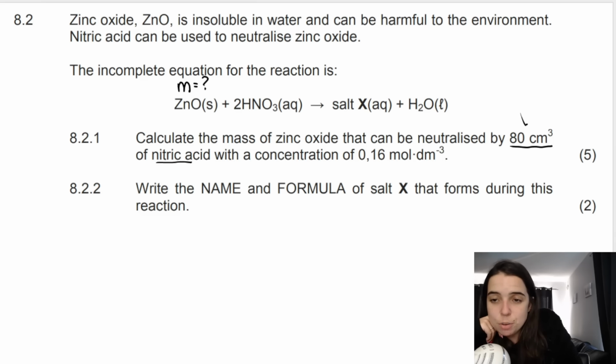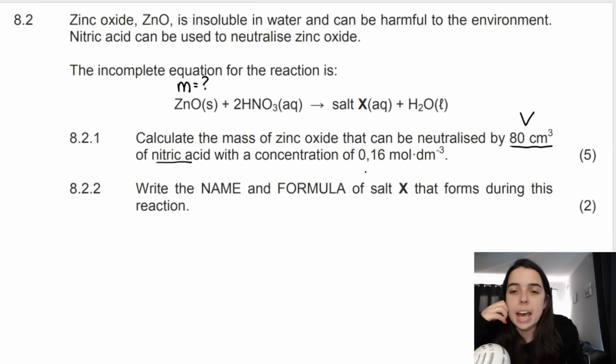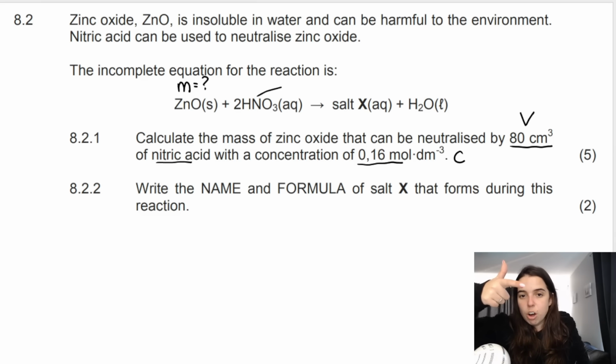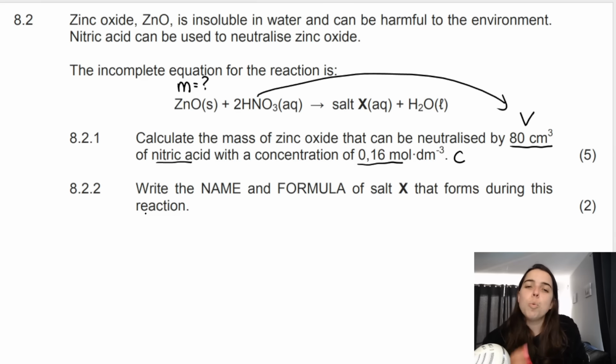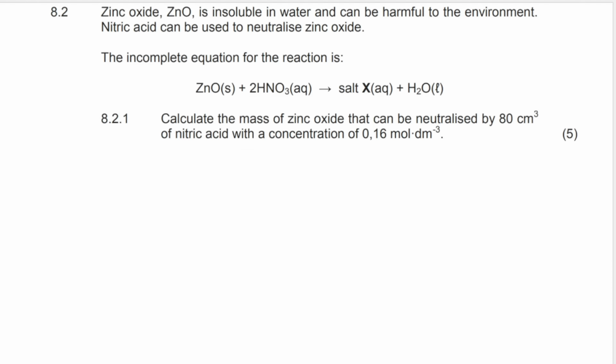So that's the volume. I hope you recognize that's volume. And this is the concentration. So they give me volume and concentration of nitric acid. They want to know what mass of zinc oxide do I need to neutralize this nitric acid. And then they want the name or formula of the salt. So let's focus on 8.2.1 first. So this is a normal stoichiometric calculation.